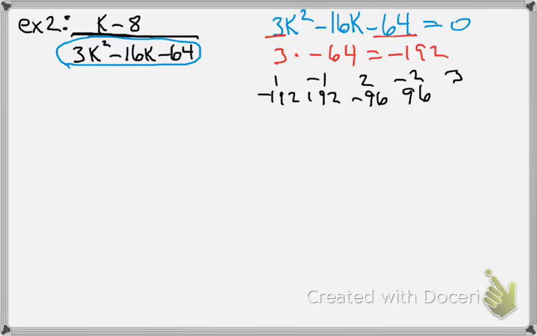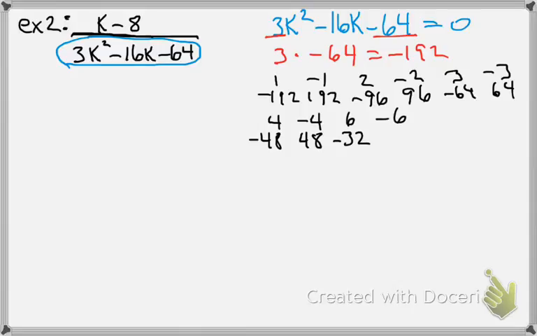We have a 3 and a negative 64, or a negative 3 and a positive 64. None of these add together to give me a negative 16 yet, so I'm going to keep going. Well, it's divisible by 4, so I get a 4 and a negative 48, or a negative 4 and a positive 48, or I get a 6 and a negative 32, or a negative 6 and a positive 32. Again, all of these multiply together to give me negative 192, but so far they're not adding together to give me the negative 16. So we keep going.